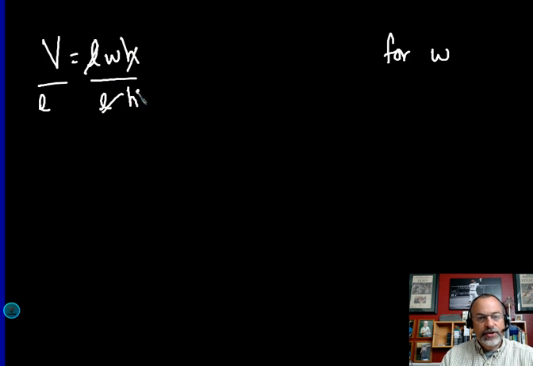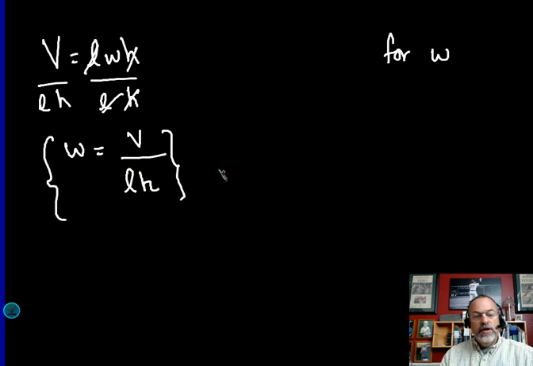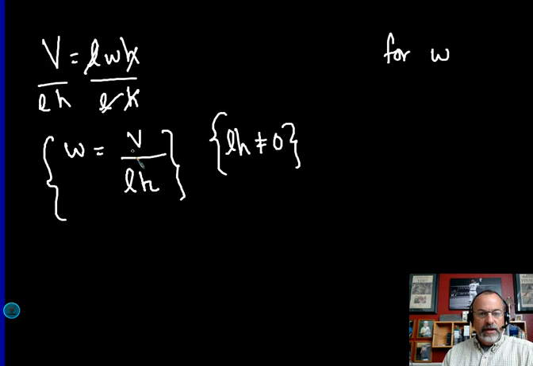I divide by H. And then I can go ahead and apply the symmetric property and move the variable I solve for over to the left, and this one on the right. So here's my formula. W, or the width of this item, is equal to the volume of the item divided by its length and height. Okay, and again, it doesn't ask for restrictions, but if it did, my denominator cannot be 0.